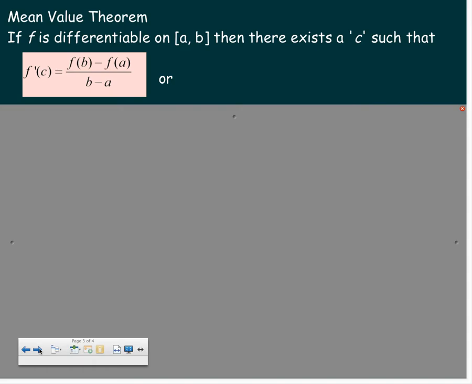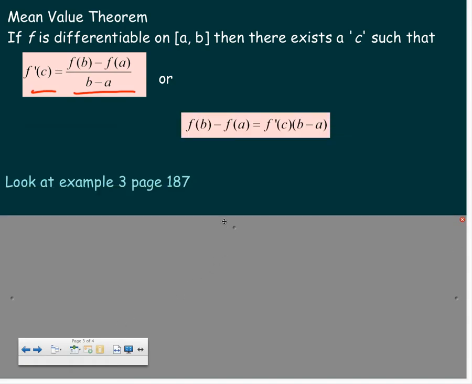where the derivative, f prime of c, equals the average rate of change, f of b minus f of a all over b minus a. So let's think about this. F prime of c is an instantaneous rate of change. F of b minus f of a all over b minus a is the average rate of change. The mean value theorem says the instantaneous rate of change has to equal the average rate of change at some point, as long as the function is differentiable and on a closed interval.